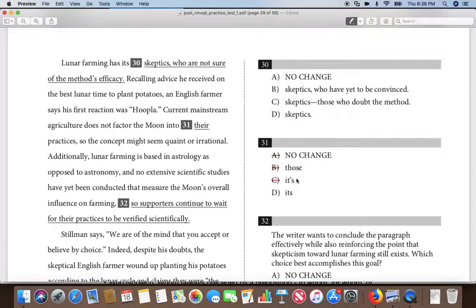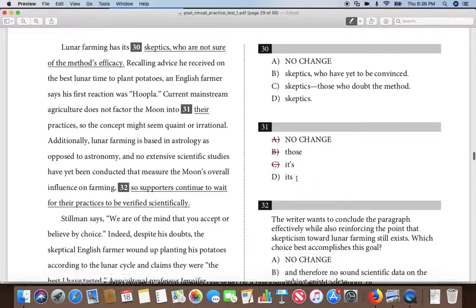Does that make sense? Okay. Yes. Good. Questions about that? Anyone? Nope. No? Okay, great. Let's keep rolling. Ava, go ahead and read Additionally, Lunar Farming.